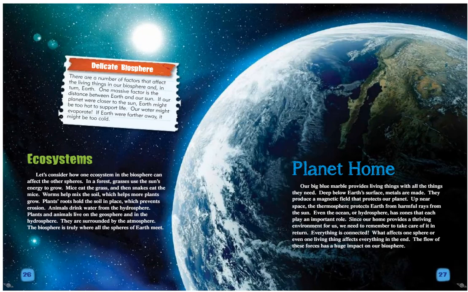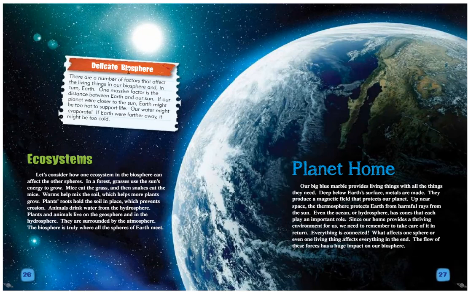Planet home. Our big blue marble provides living things with all the things they need. Deep below Earth's surface, metals are made. They produce a magnetic field that protects our planet. Up near space, the thermosphere protects Earth from harmful rays from the sun. Even the ocean, or hydrosphere, has zones that each play an important role. Since our home provides a thriving environment for us, we need to remember to take care of it in return. Everything is connected. What affects one sphere or even one living thing affects everything in the end. The flow of these forces has a huge impact on our biosphere.